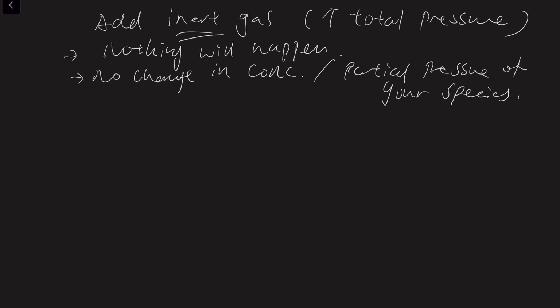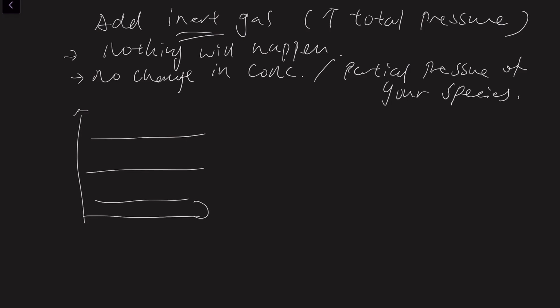So there's no way that the system wants to go against your change, because you are not really changing anything important. So concentration time graph and the amount time graph is a flat line. The rate time graph is also a flat line.